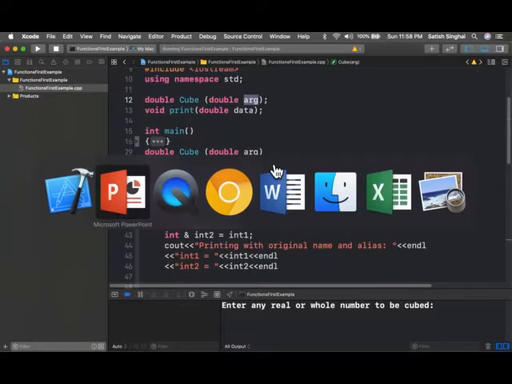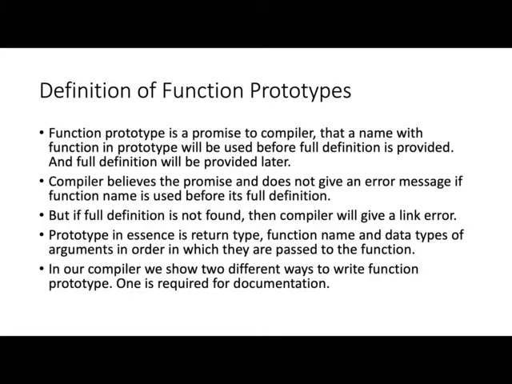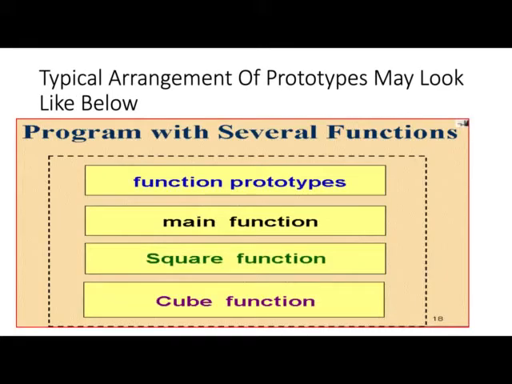Okay, going back to our PowerPoint. The program with many functions will look like this. You'll have your includes, you'll have your function prototypes, you'll have main function, then the other functions. We did the cube, you could put a square function if you like. So prototype, all the functions that come after the main are put here in this blue box. And after that, you can write functions in any order you like. I hope that is clear.